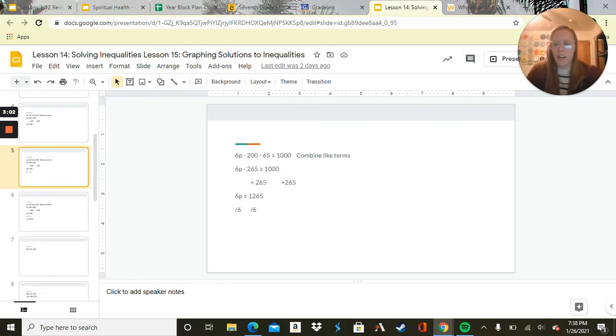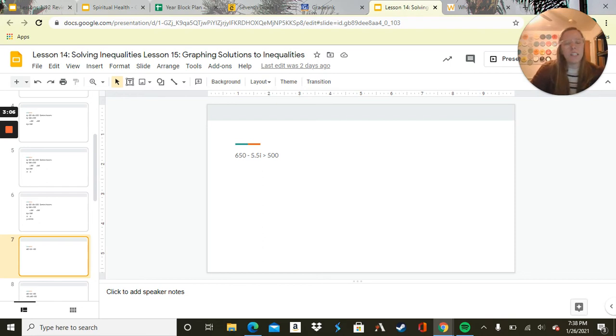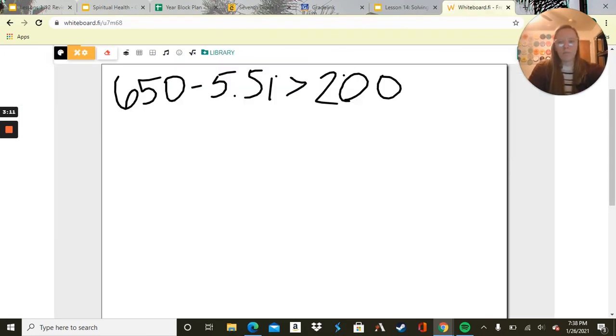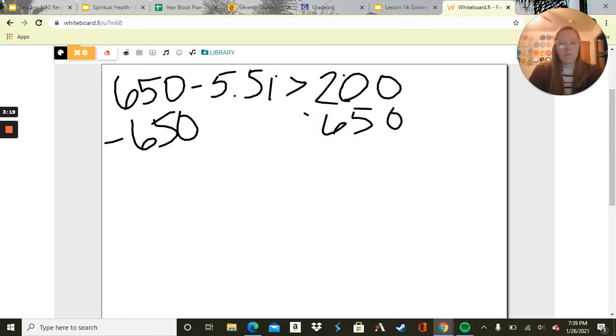We're going to go back and look at our problem. So there's the answer again if you need it. So next problem is 650 minus 5.5i is greater than 500. So first what we're going to do, subtract 650 from both sides. We get negative 5.5i is greater than negative 450.